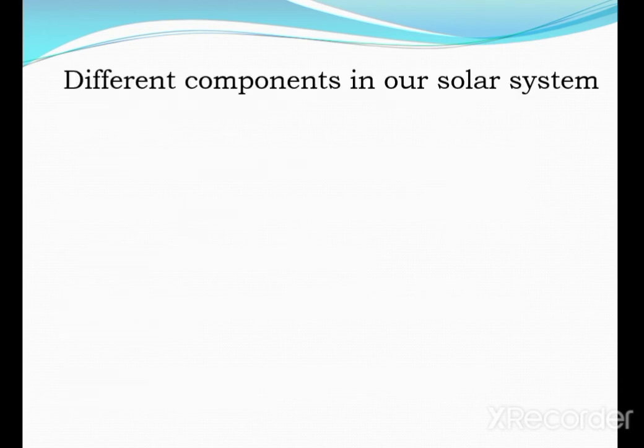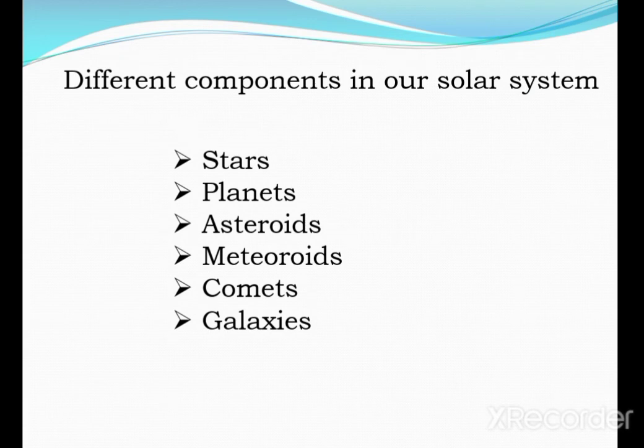Different components in our solar system. Stars, planets, asteroids, meteoroids, comets, galaxies.